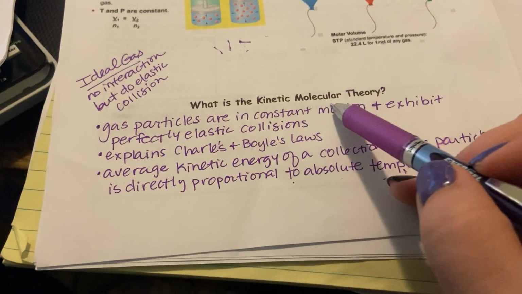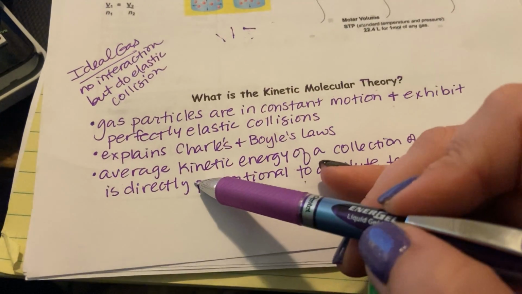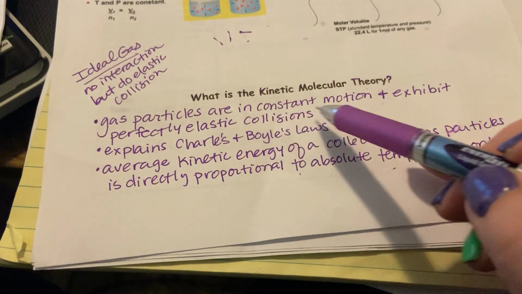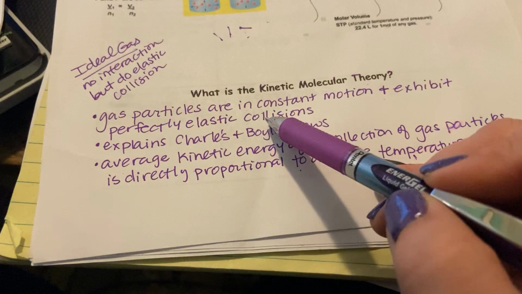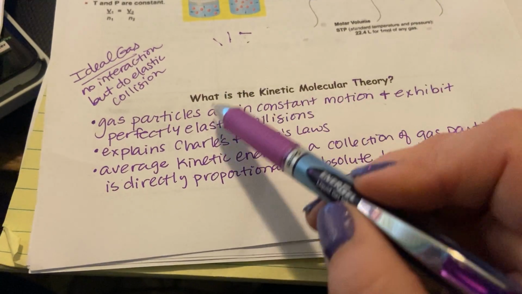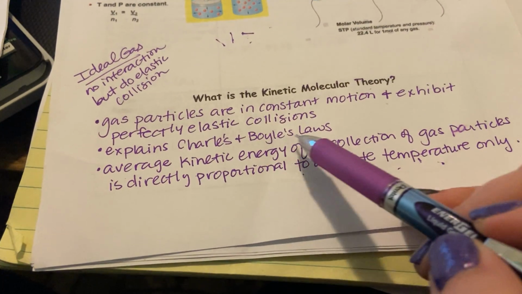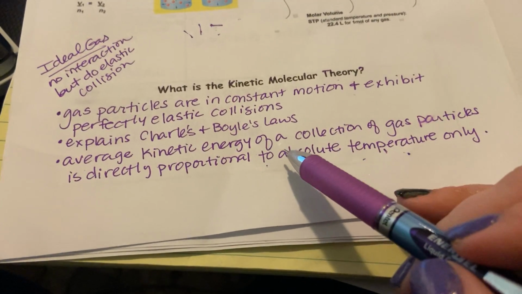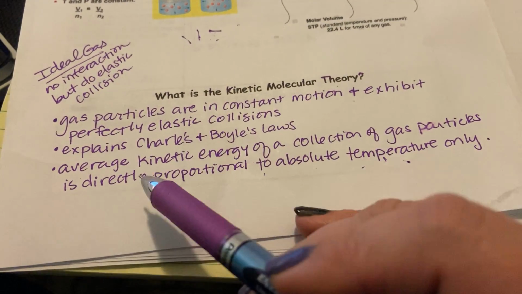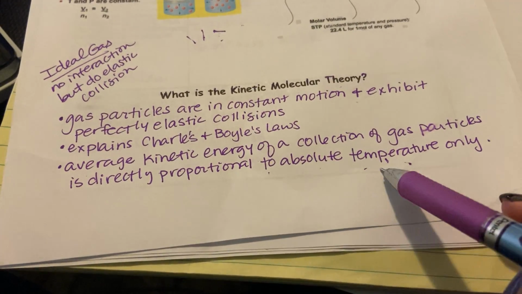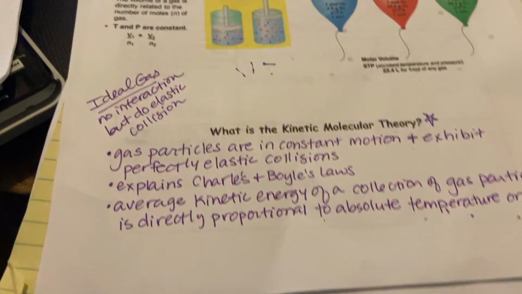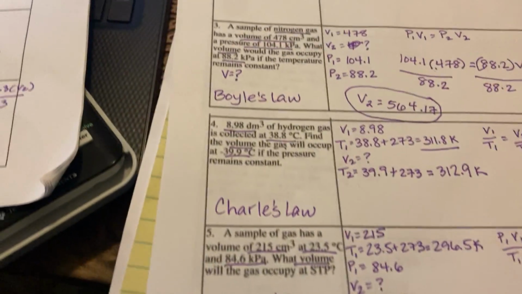So what is the kinetic molecular theory? Well, these are the main things you should have gotten out of that PowerPoint. Gas particles are in constant motion and exhibit perfectly elastic collisions, just what I was talking about here. It explains Charles' and Boyle's laws. And average kinetic energy, which is the energy of motion of a collection of gas particles, is directly proportional to absolute temperature only. So make sure that you study that. Okay, let's get to the problems.